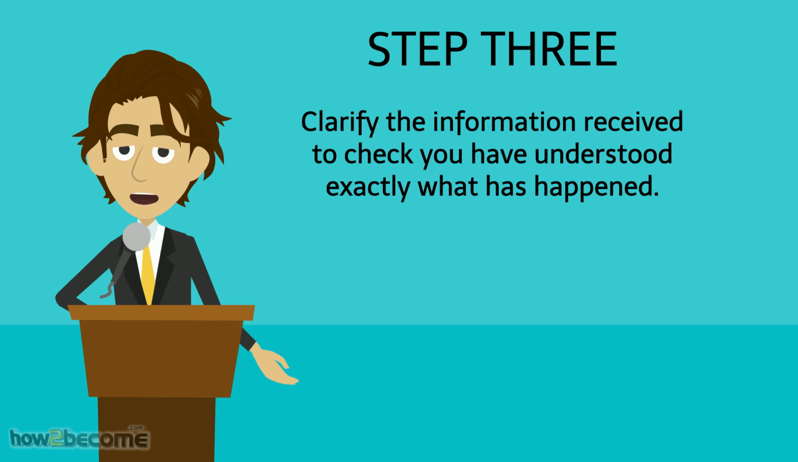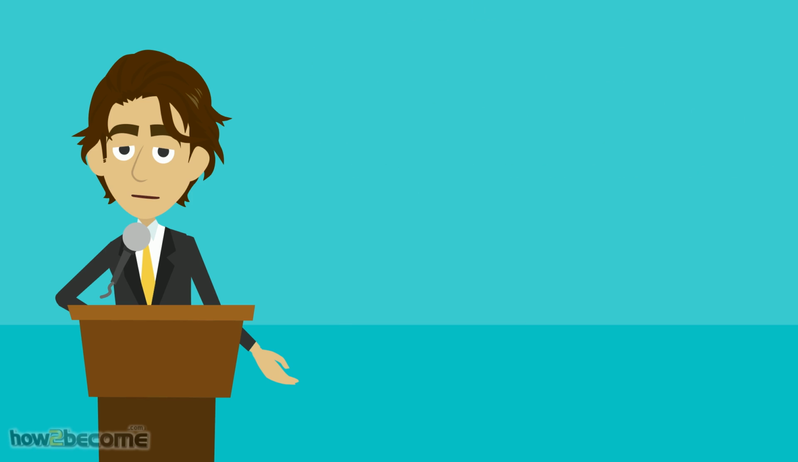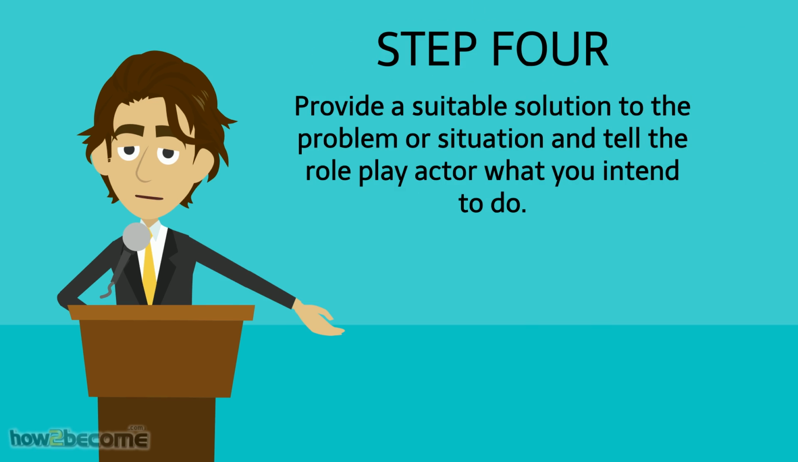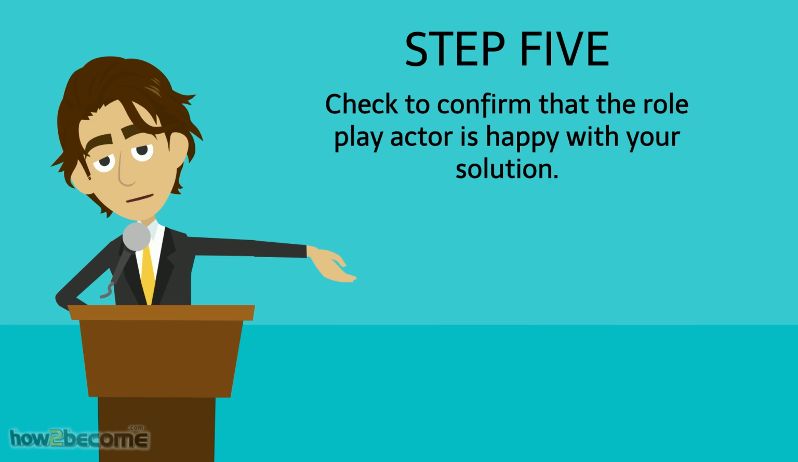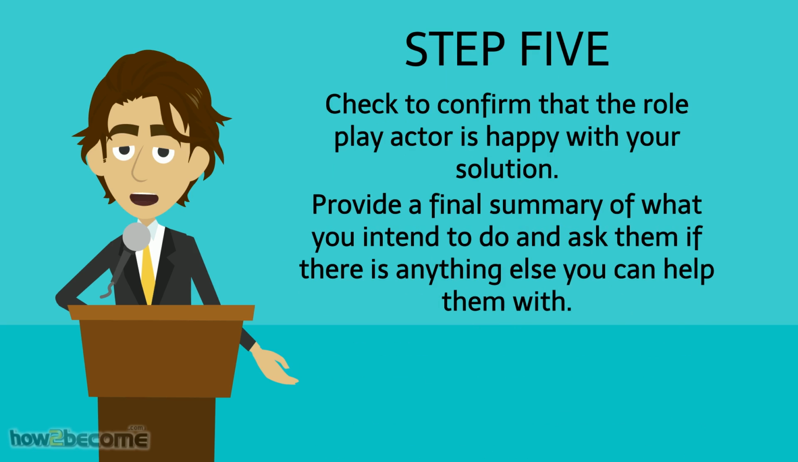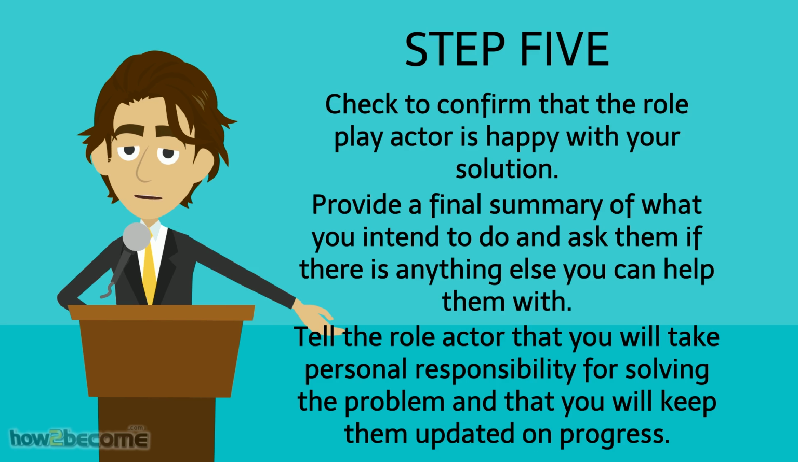Step 3. Clarify the information received to check you have understood exactly what has happened. Step 4. Provide a suitable solution to the problem or situation and tell the roleplay actor what you intend to do. Remember to use keywords and phrases from the core competencies here. And finally, step 5. Check to confirm that the roleplay actor is happy with your solution. Provide a final summary of what you intend to do and ask them if there is anything else you can help them with. Tell the role actor that you will take personal responsibility for solving the problem and that you will keep them updated on progress.